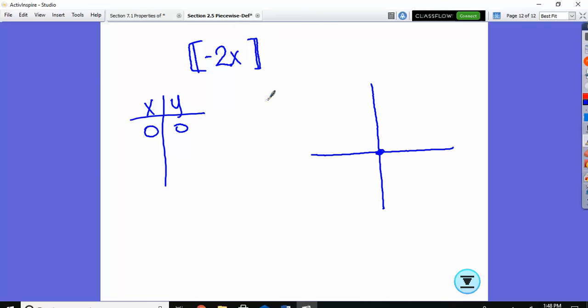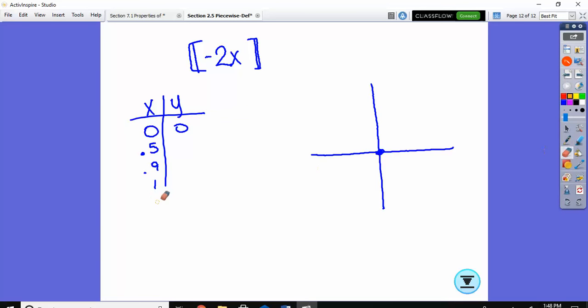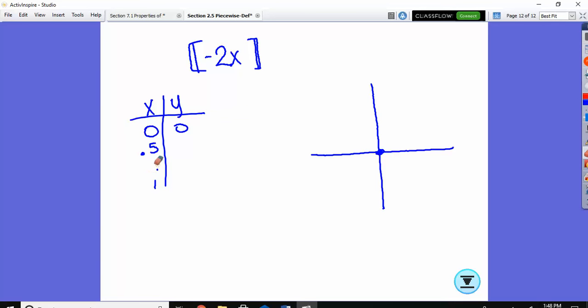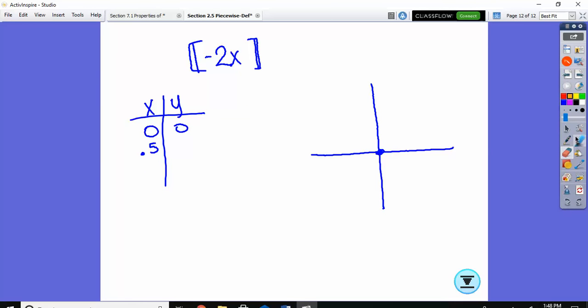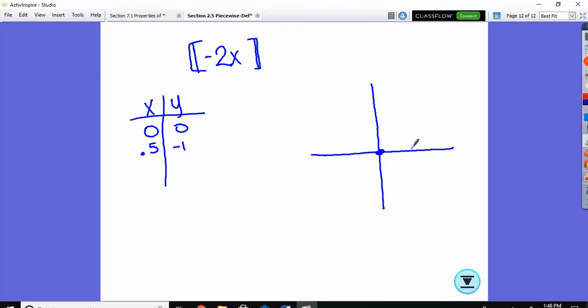Okay, what do you want to plug in next? 1, please. No, I'm gonna do 2. I think it would help us to maybe put in a couple of decimals. Okay, we'll do that after 1. No, we're doing 0.5. What's negative 2 times 0.5? Negative 1. Exactly, so the greatest integer is negative 1.